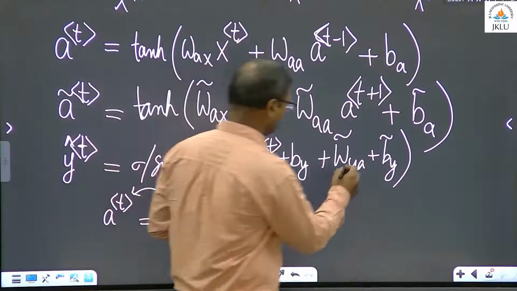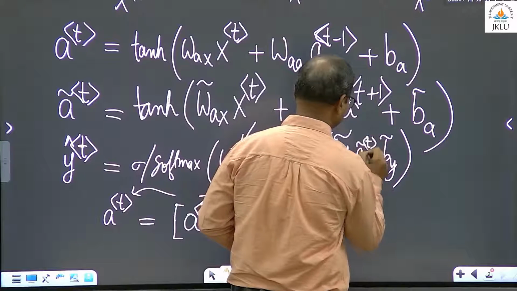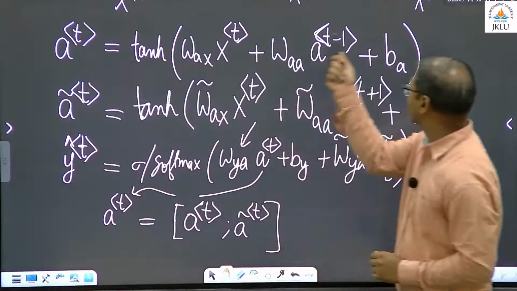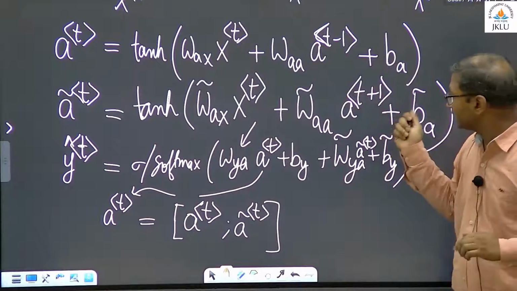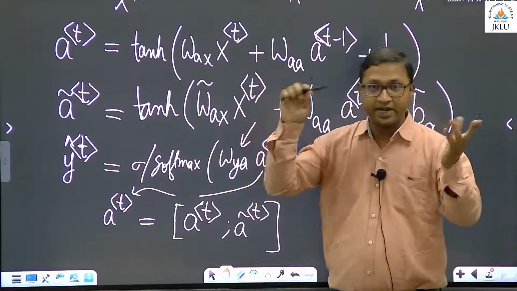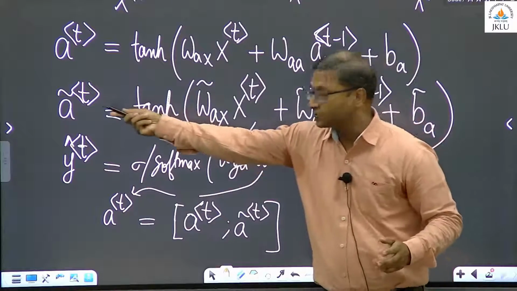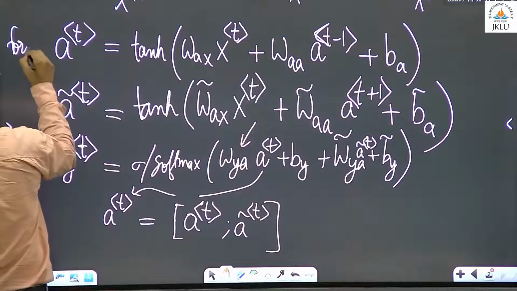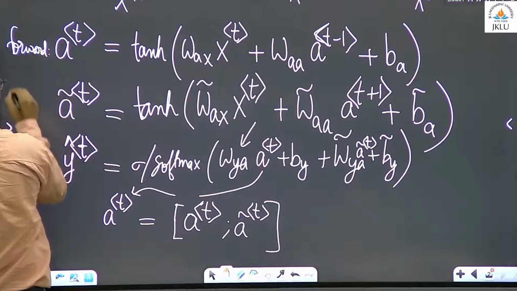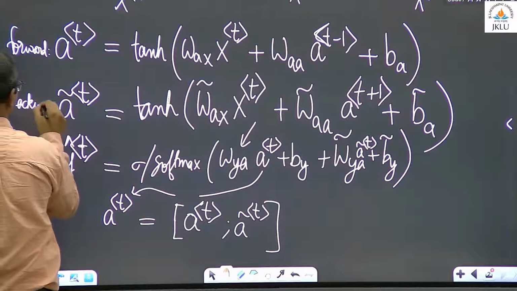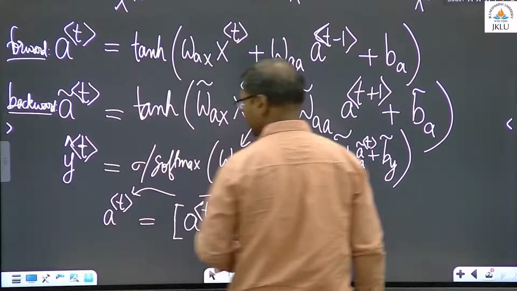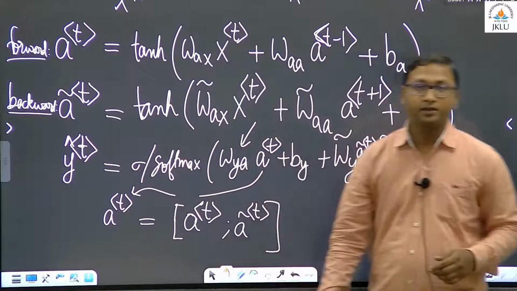Of course you will have a tilde t here. Any questions here? I have not done anything. If this looks complicated, this equation is a_t for the forward RNN. This equation is exactly the same, just that you reverse. So this becomes a tilde t. This is your forward direction and this is your backward direction. Okay, and then y hat t.